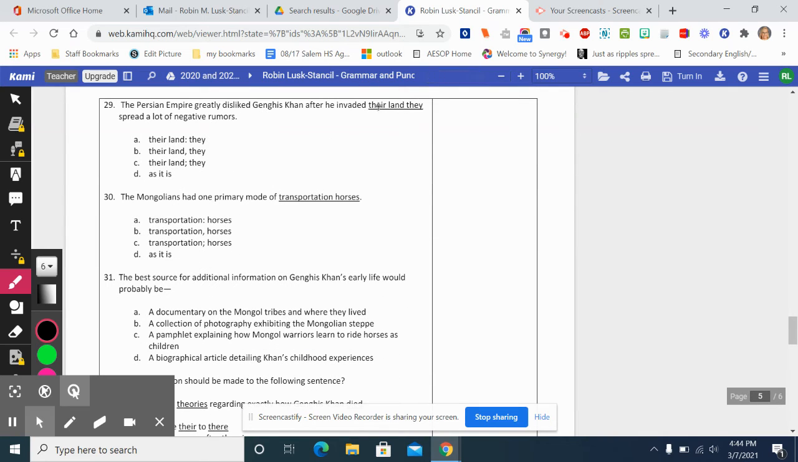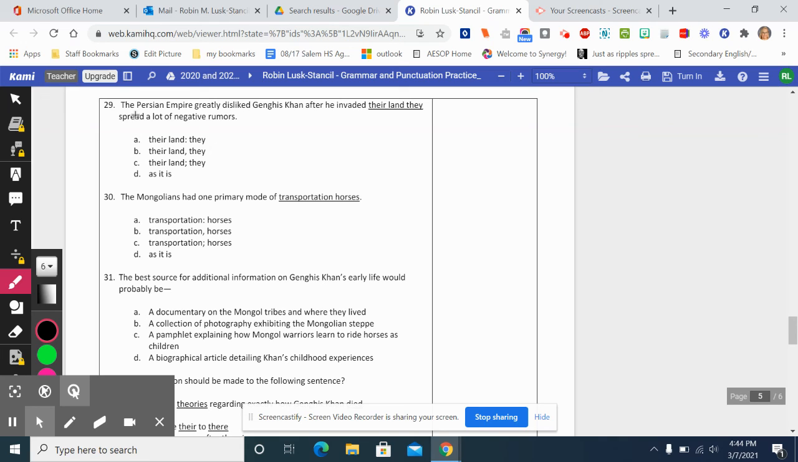It can also ask about what's wrong with a section, okay? And what could be wrong could also be the punctuation, as in this question. The Persian Empire greatly disliked Genghis Khan after he invaded their land. Complete sentence, okay? They spread a lot of negative rumors. Now, notice it can ask, is it asking for a semicolon, a comma, a colon? And so it's asking for those same types of questions, okay, as the drag and drop type prompts, okay? It's still just about looking at the correct punctuation, just asking it in a different way.